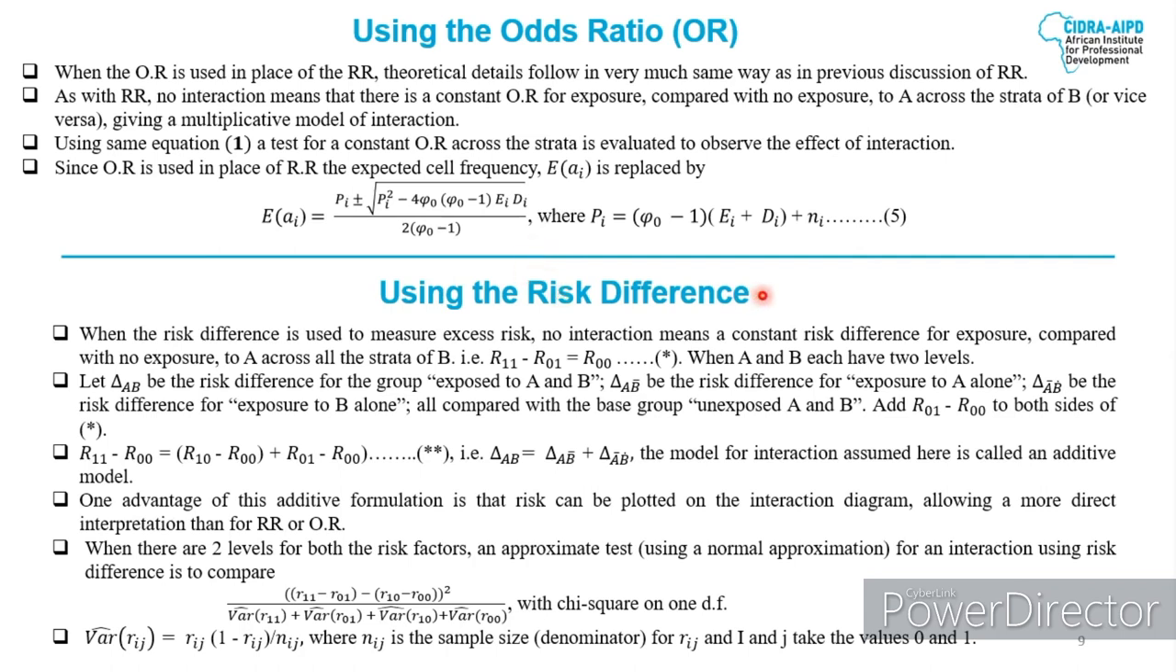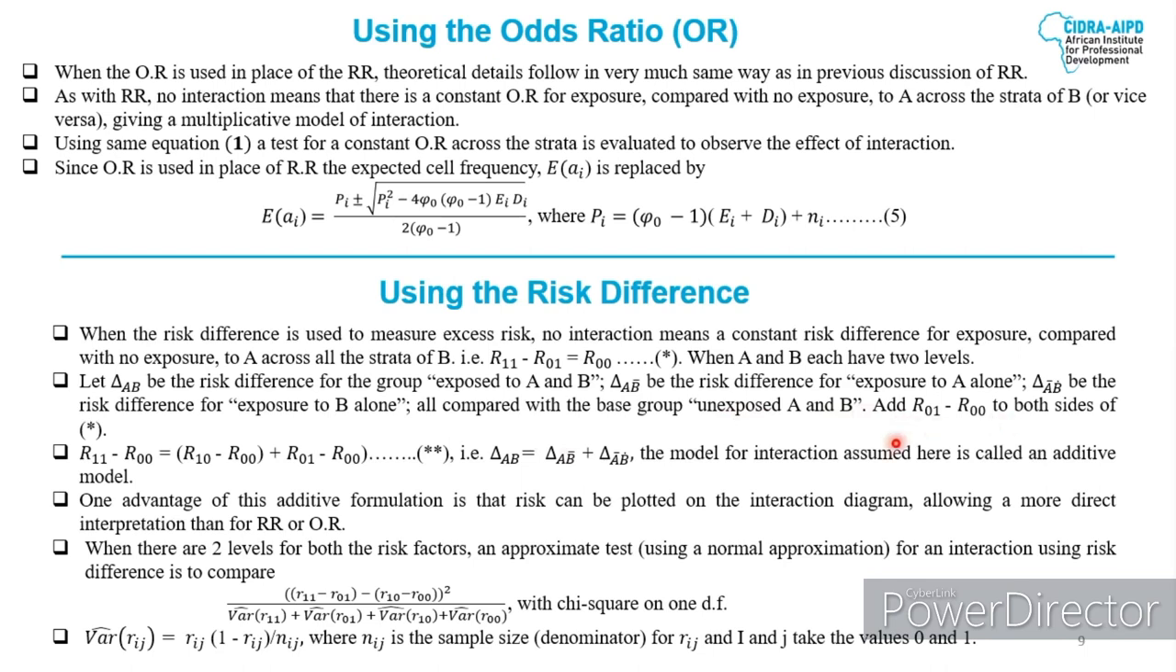And the final method that we can use is risk difference. When the risk difference is used to measure excess risk, no interaction means a constant risk difference for exposure compared with no exposure to A across all strata of B, that is R11 minus R01 equal to R10 minus R00, when A and B have only two levels. So now, if this be the risk difference for the group that is exposed to A and B, and this can be exposed to A only, and just like that, A-bar B can be exposure to B alone, all compared with the base group that is unexposed to A and B.